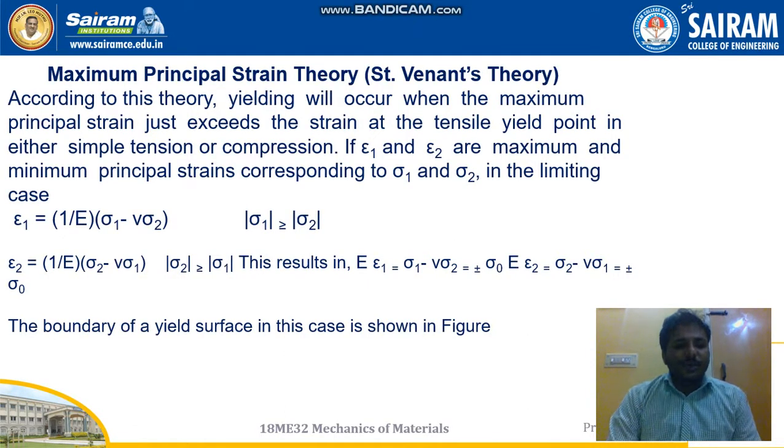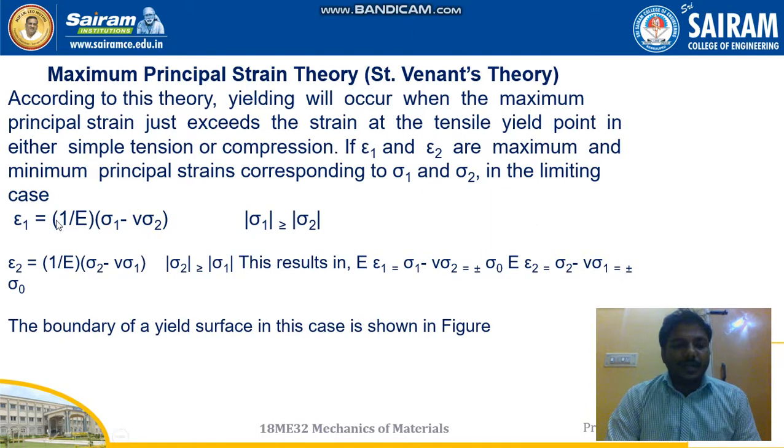Here we are considering the boundary of the yield surface. Now epsilon 1 will be equal to 1 by E into sigma 1, the maximum principal stress, minus nu into sigma 2, the minimum principal stress. So sigma 1 will be greater than sigma 2, that is, the maximum principal stress will be greater than the minimum principal stress.